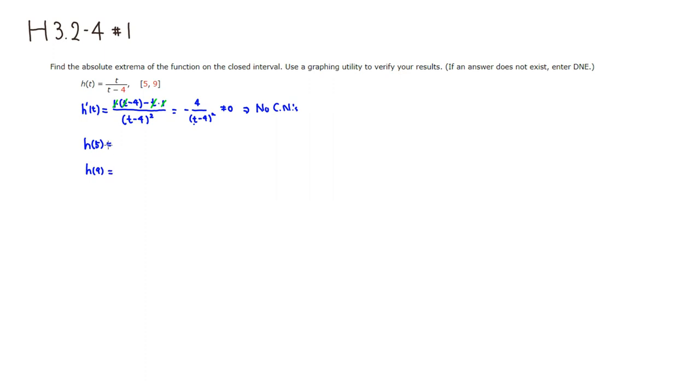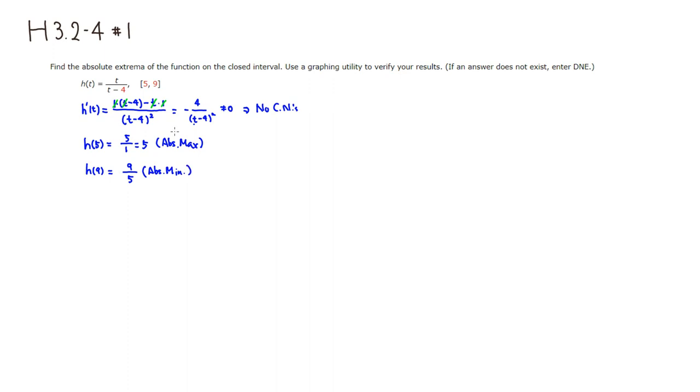If you plug 5 into the original function, you get 5 over 5 minus 4, which is 1, so you get 5. And if you plug in 9, you have 9 over 9 minus 4, which is 9 over 5. Since 5 is larger than 9 over 5, you can see that this is the absolute maximum, and 9 over 5 is going to be the absolute minimum.